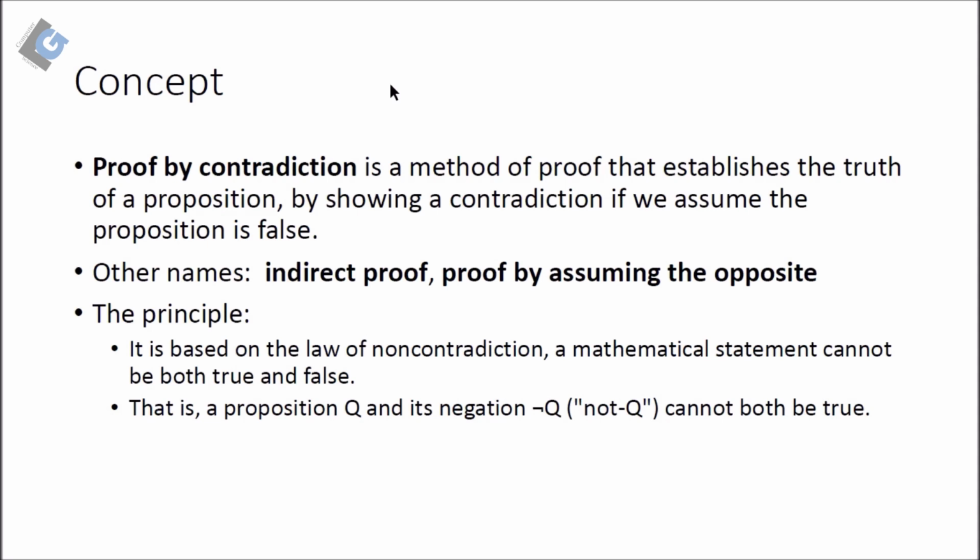So that means a proposition Q and its negation not Q cannot both be true. So that's the basic principle of proof by contradiction.